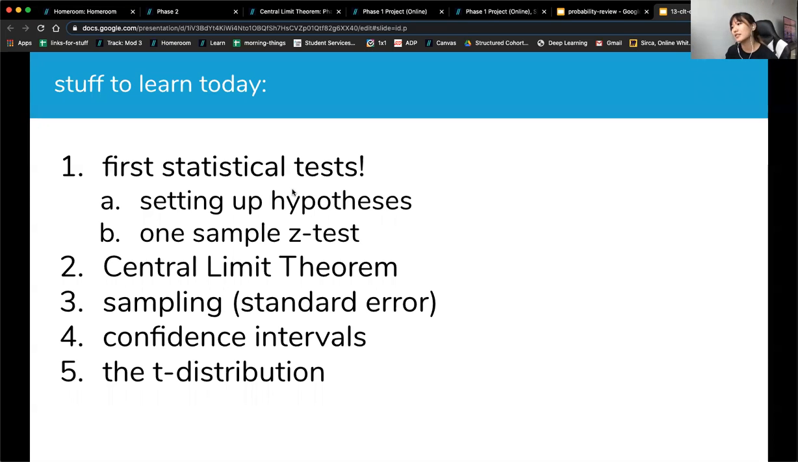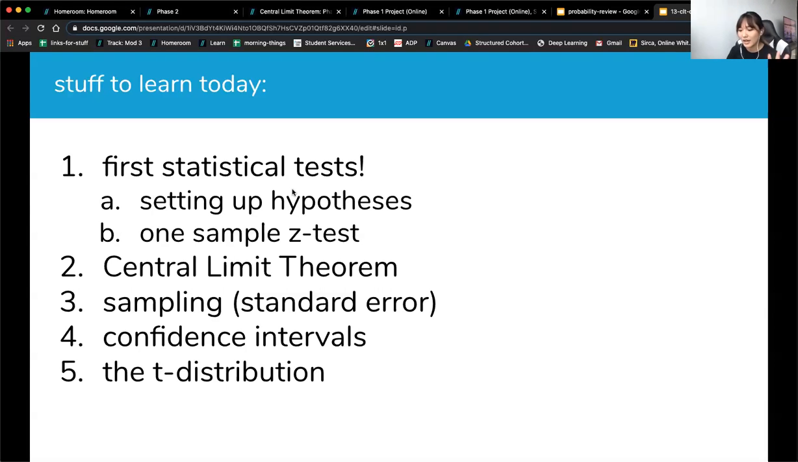And then I'll get into the central limit theorem, which is quite important. In multiple interviews, people have been asked to explain what the central limit theorem is and what the implications are. So look out for that. That will be tomorrow's warm-up question in case anyone wants to think about it. We'll talk quickly about sampling, confidence intervals, and then the t-distribution.